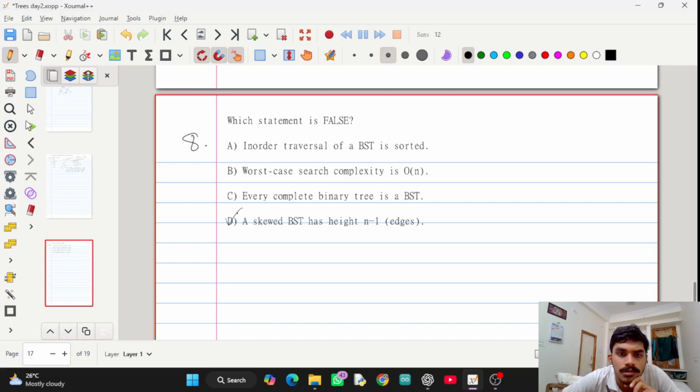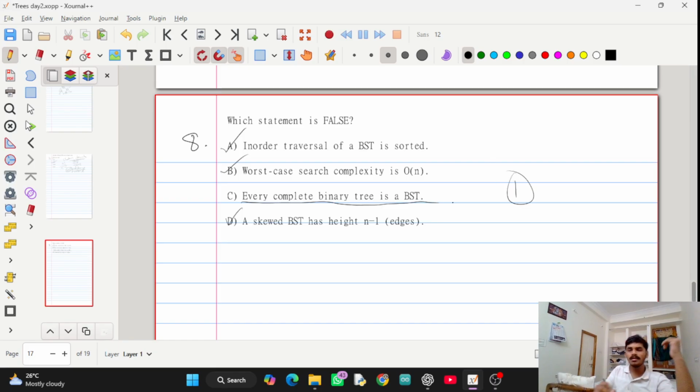This is true. That is a property: in-order traversal of a BST is sorted, whereas the worst case search complexity is order of n. Every complete binary tree is a BST. What? Let's consider a complete binary tree.